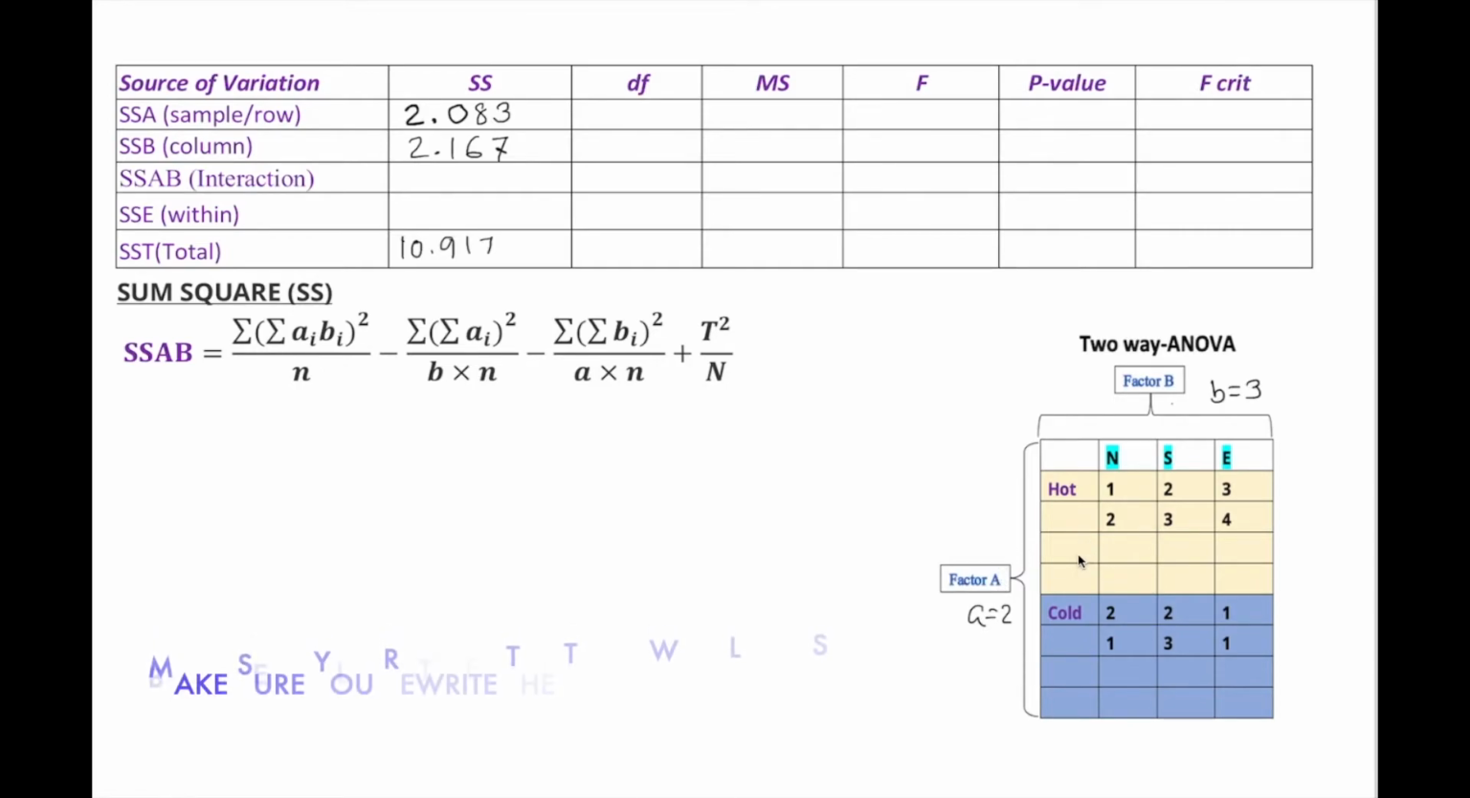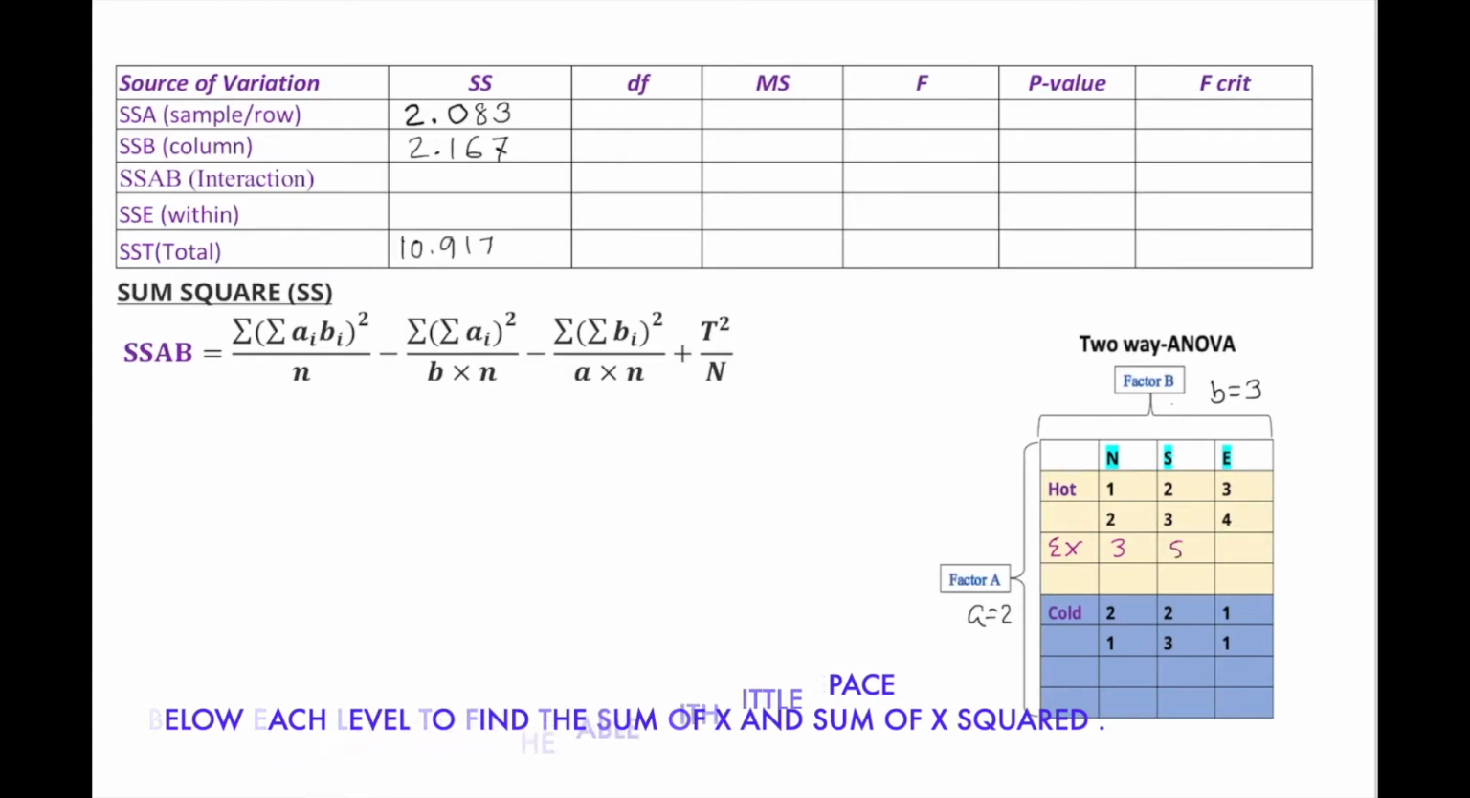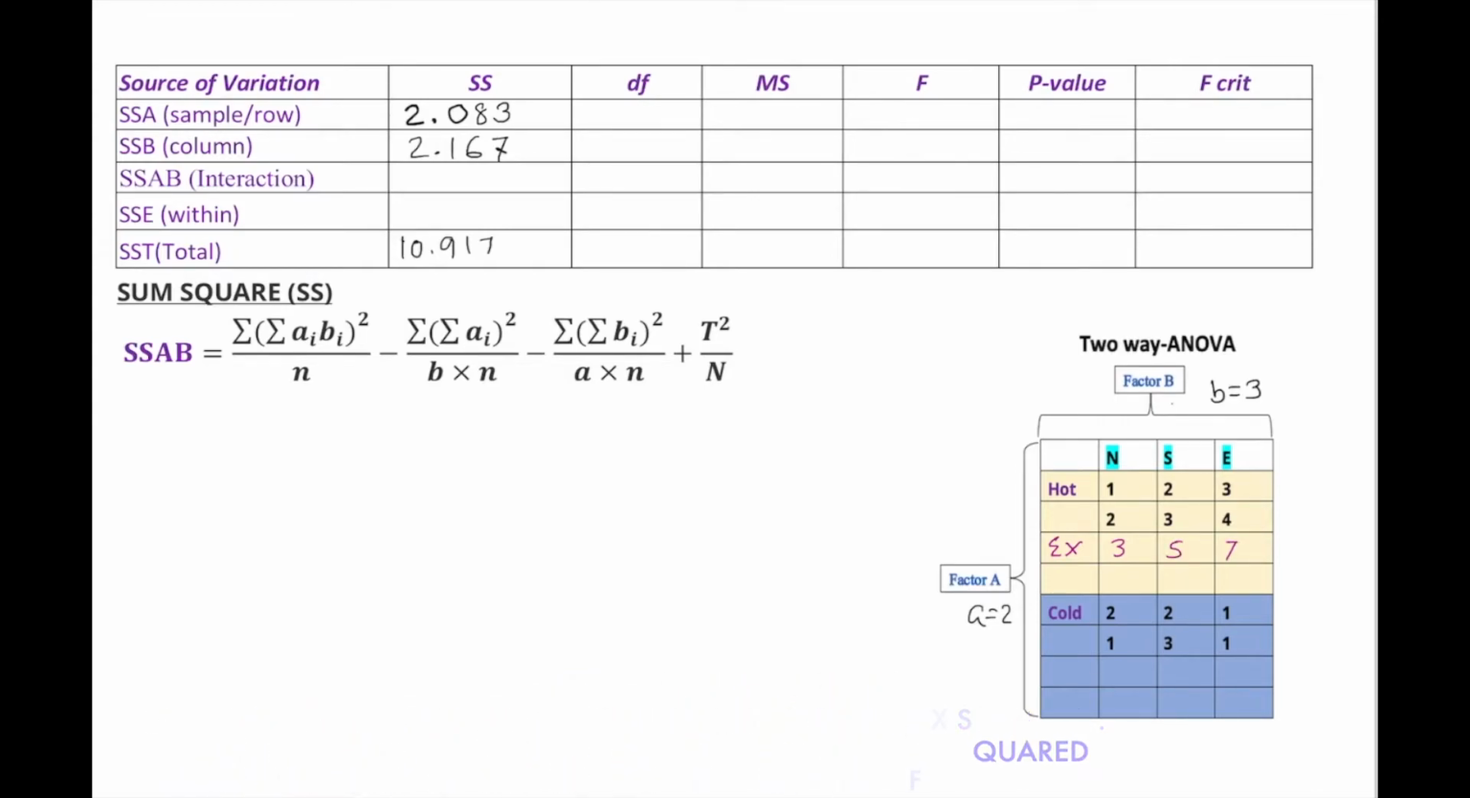We're going to have to create a little space here in between after that first layer. Because we are looking into both, we are going to look into the summation. We have the sum of x and the sum of x square. So sum of x is 3 here, 5 here, and 7 here. And sum of x square is going to be 9, 25, 49. That is going to be 4.